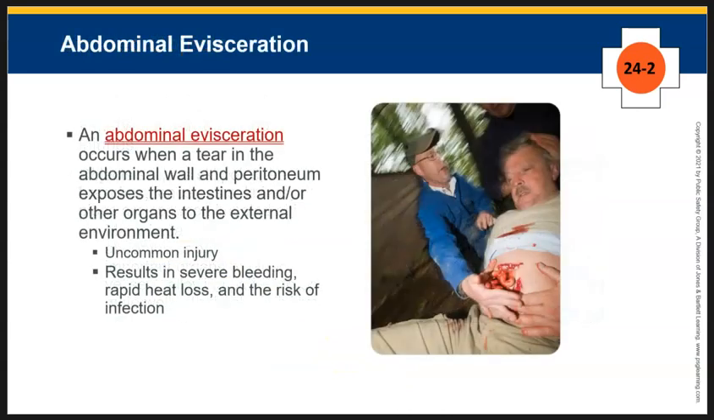An abdominal evisceration is an open injury to the abdomen where we get a tear in the abdominal wall and the intestines or other organs are exposed to the outside. It's not a common injury, but it would result in severe bleeding and rapid heat loss, and so the potential for shock is very high. Later on, we get the risk of infection.